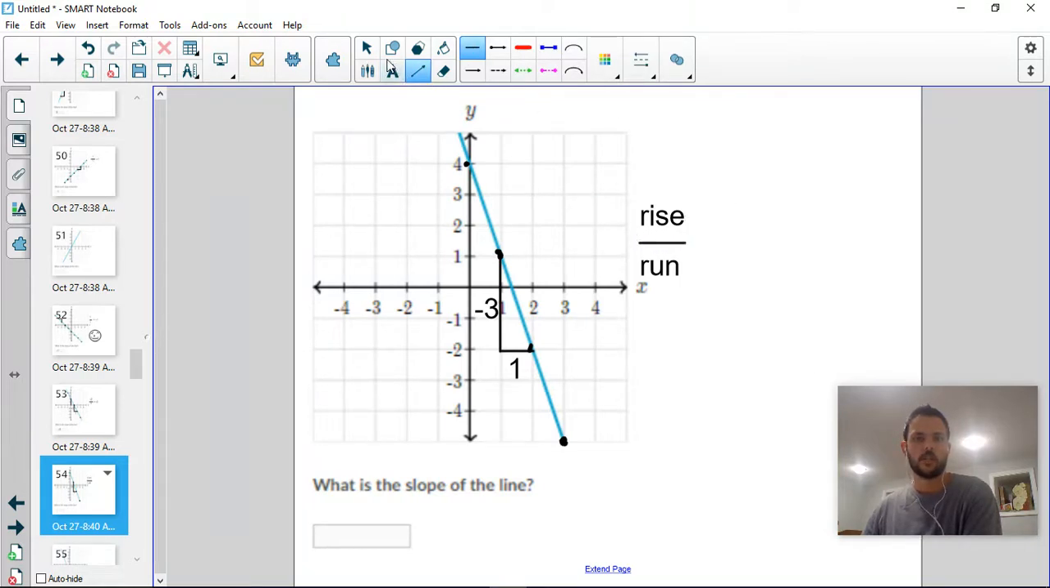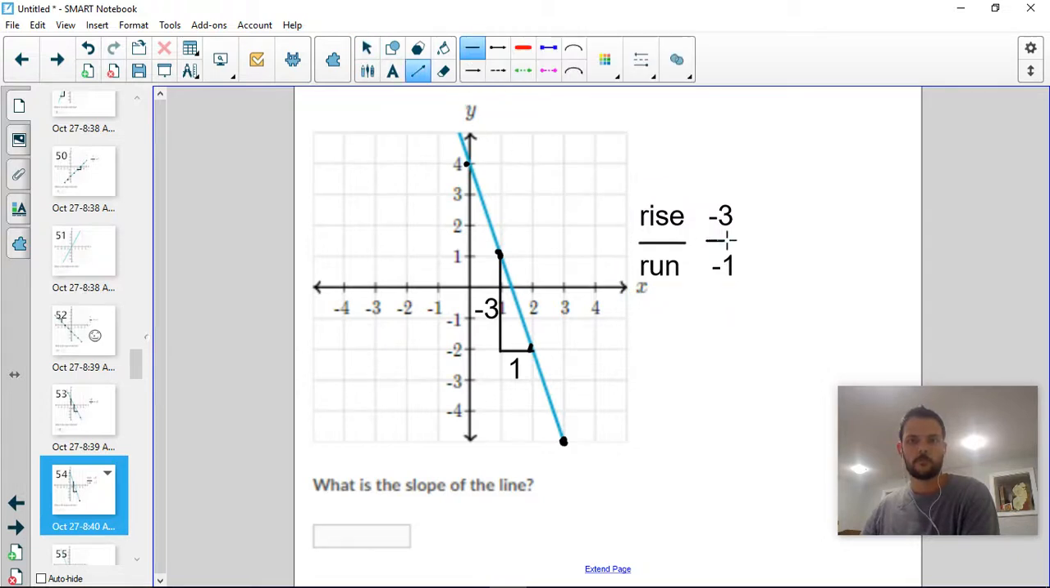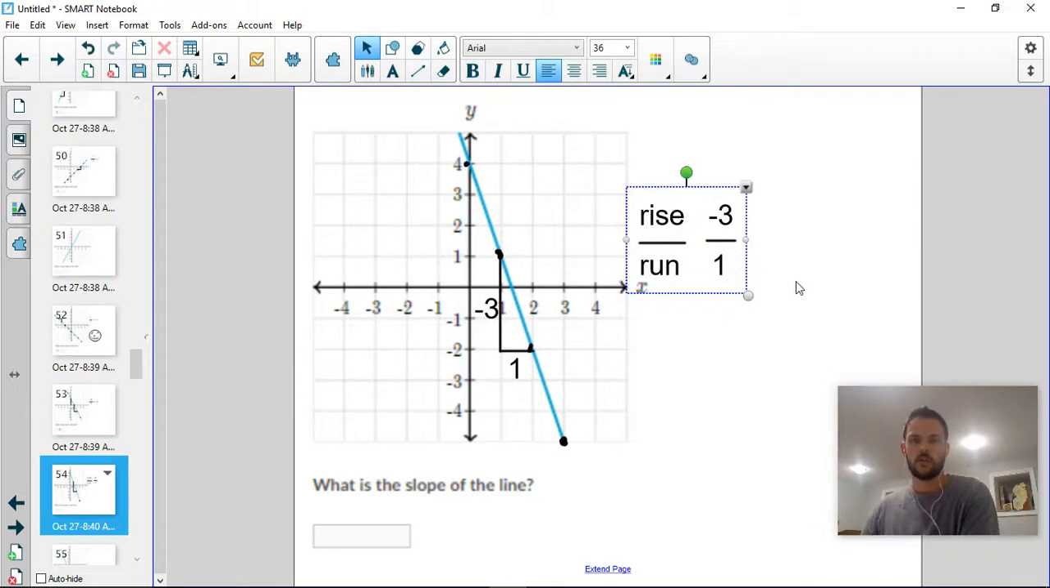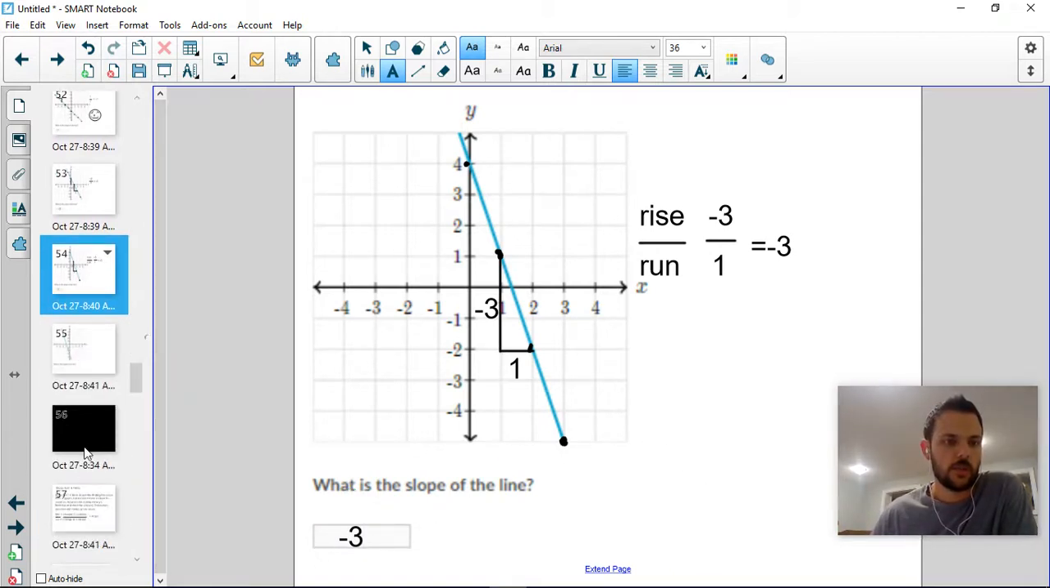Okay, so on this one here, the rise was -3. The run was -1. Oops, not -1. That was silly. I moved to the right one. I should put a negative there. All right, it was +1. So now let's fix this. Equals -3. All right, so our slope for this one is -3. All right, let's move on to the next one.